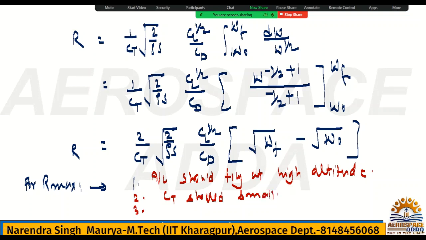Point number three, CL to the power 1 by 2 by CD should be maximum, and this is the thrust by velocity maximum. I had explained minimum drag, minimum required power, and thrust to velocity. That ratio also I had explained, if you check, no? That is CL to the power 1 by 2 by CD. So these are the parts. Okay, now all the derivation here is completed.